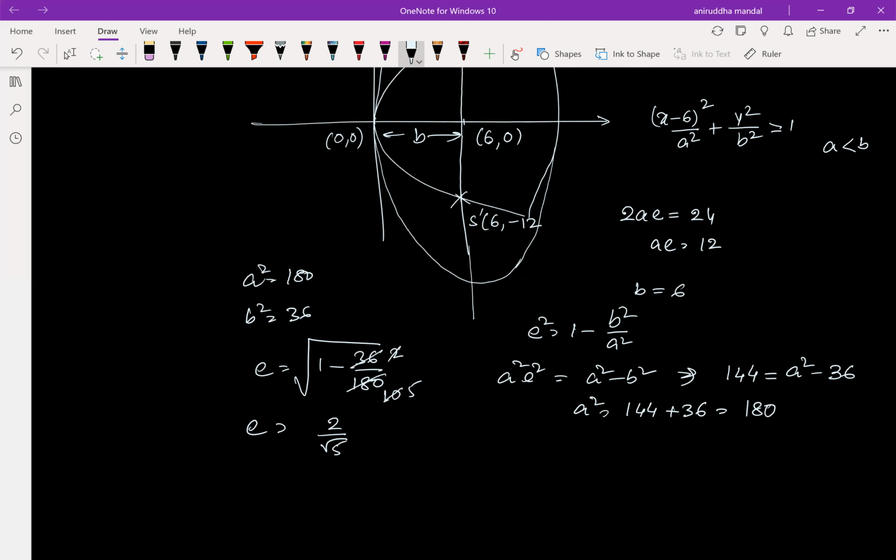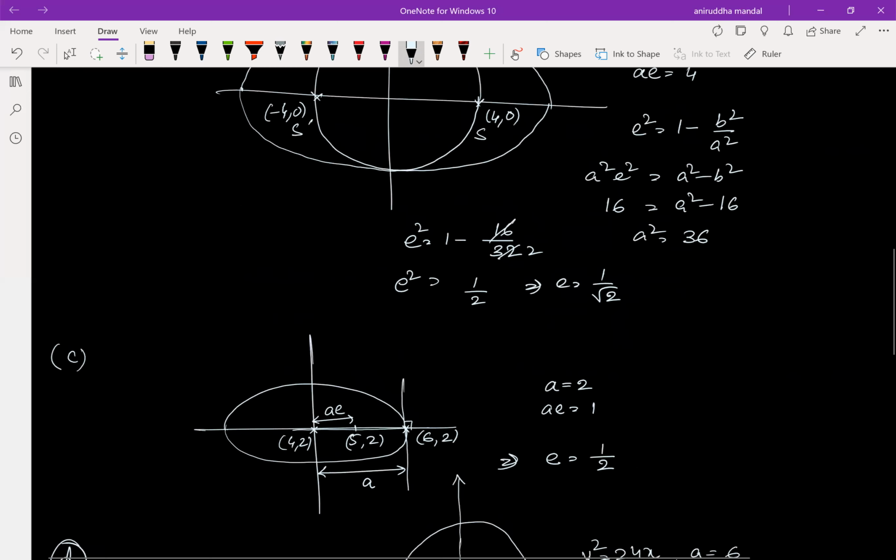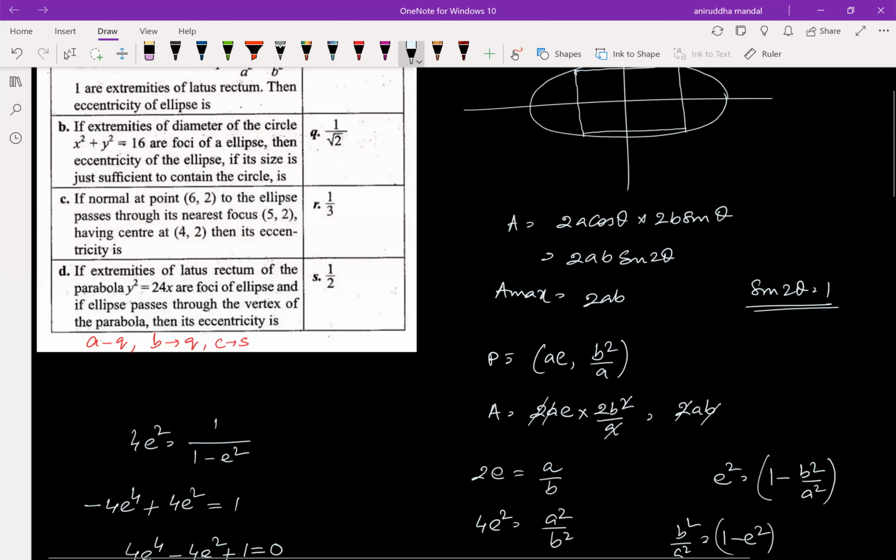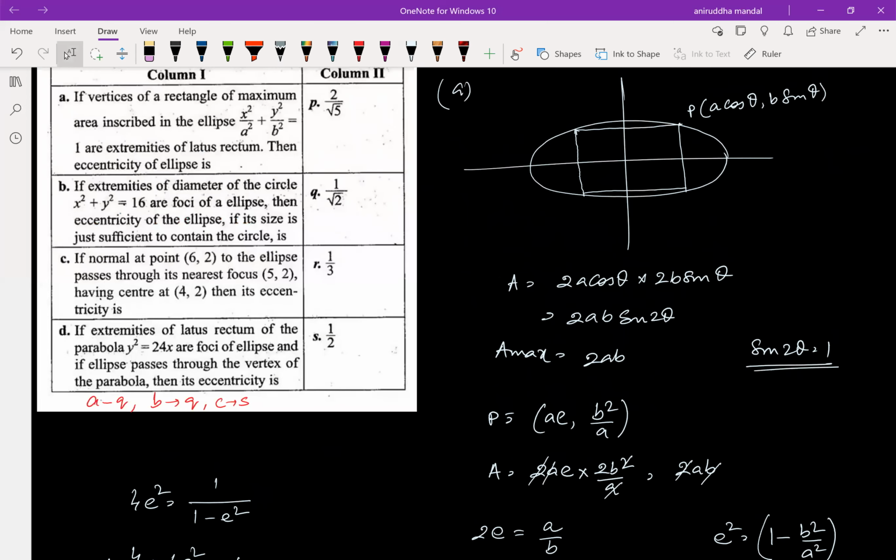So 2 by root 5 means our option B. So this is option B, and this is the correct answer.